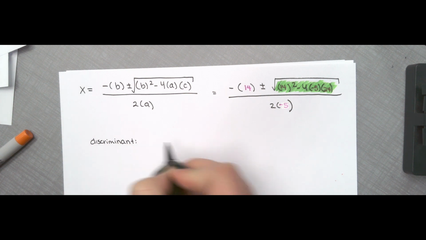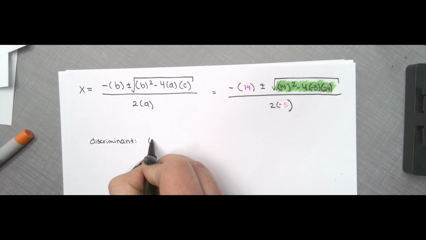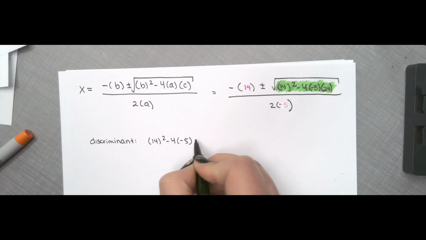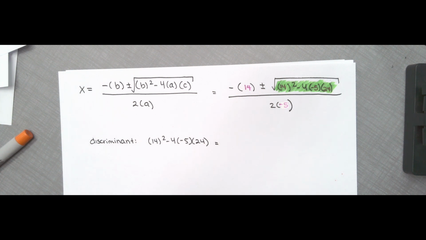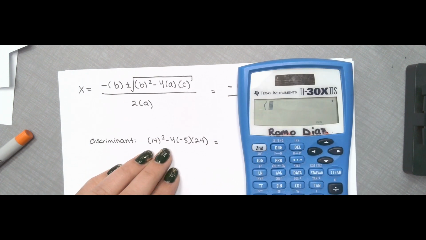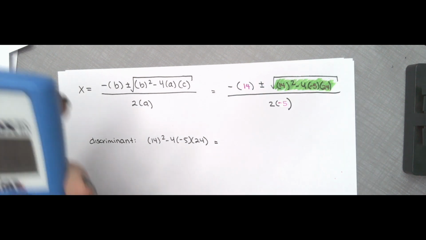The discriminant is 14 squared minus 4 times -5 times 24. This is the inside of the radical. This is without the square root. I repeat, this is without the square root. You're going to type in exactly how you see it. And I get 676.